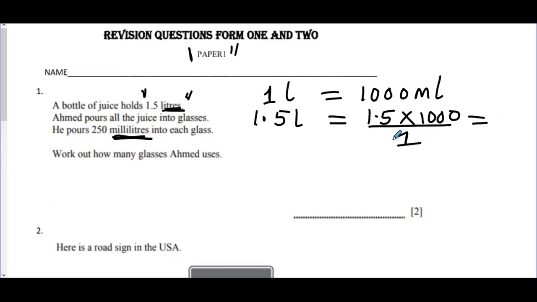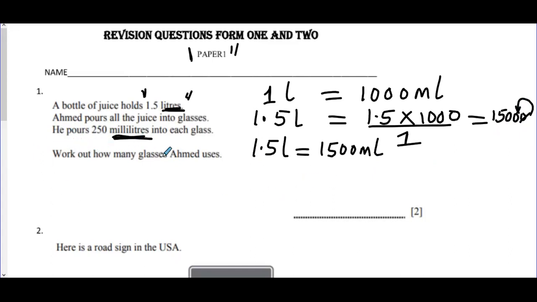And this without a calculator will be 1,500, three of them. But there is one decimal place, so you're going to count from the right one decimal place. So you're going to cross this zero, and you're going to end up getting that 1.5 liters is the same as 1,500 milliliters, okay?